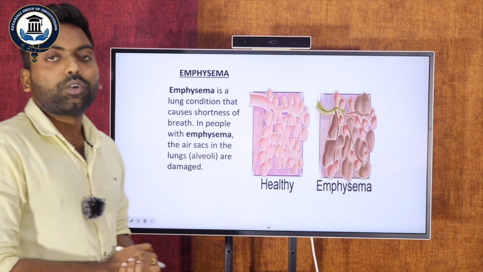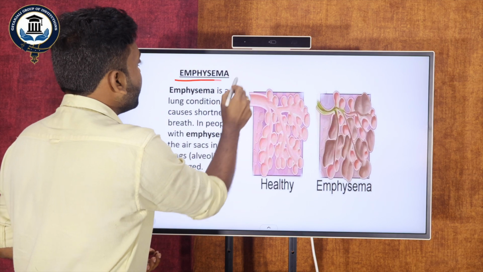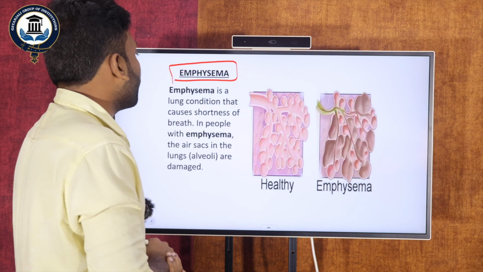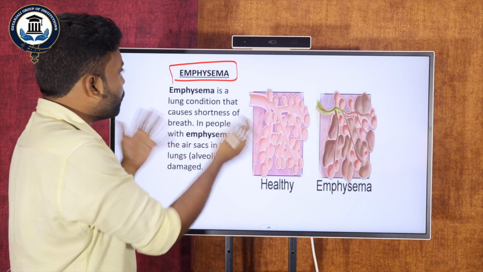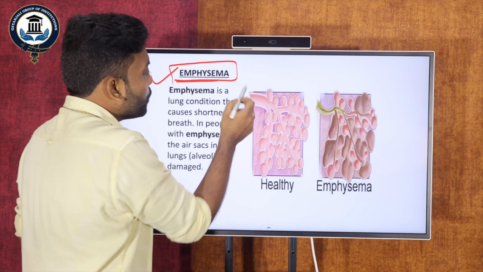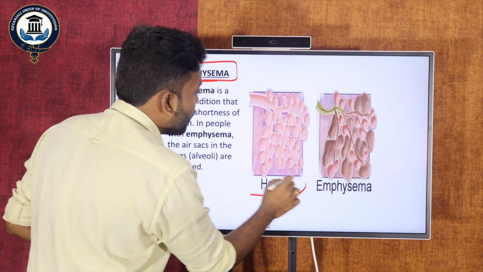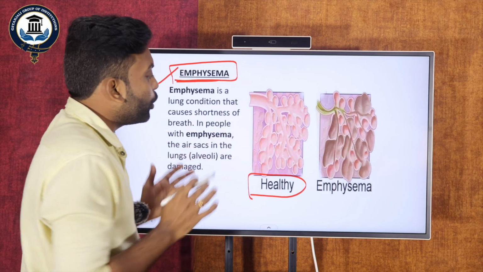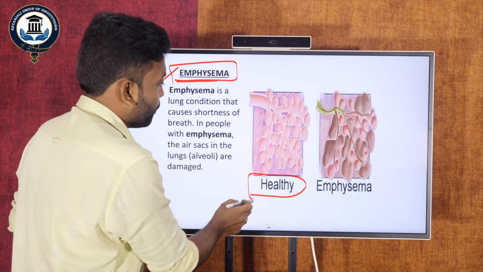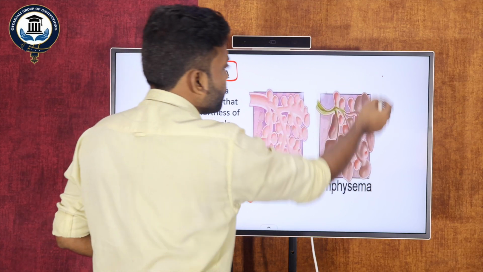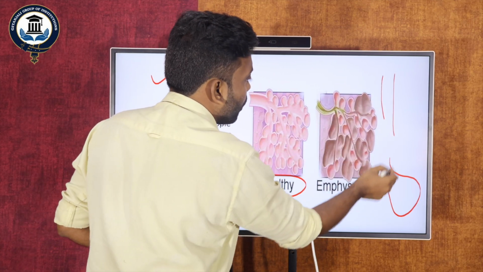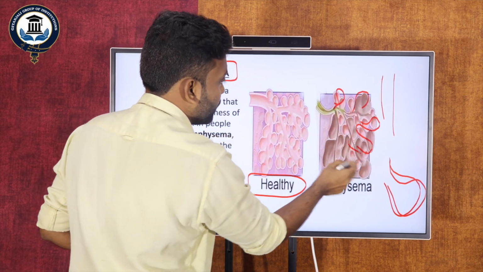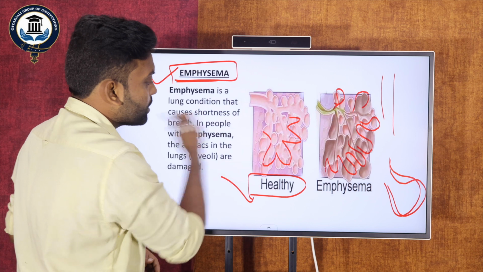And the second disorder we can find is emphysema. This is one of the clinical disorders of the respiratory system. Before discussing emphysema, you must understand where it happens, meaning exactly which part has the problem. Within the respiratory system, the end part is called the alveoli. This is the grape-like structure you can see here.